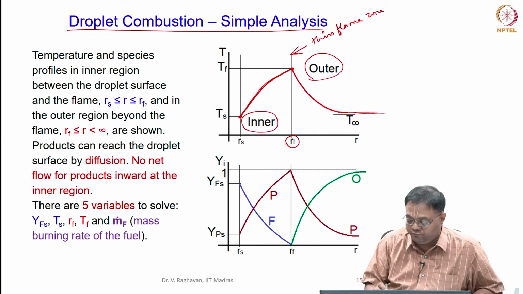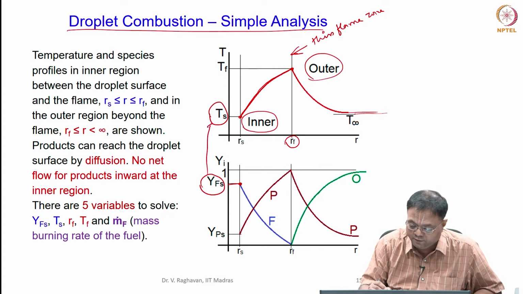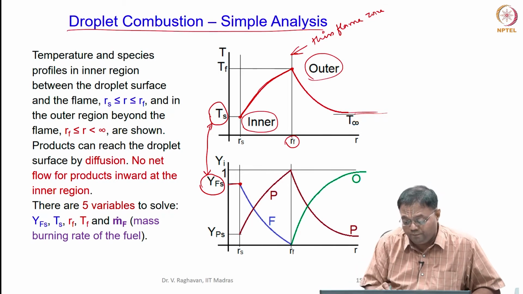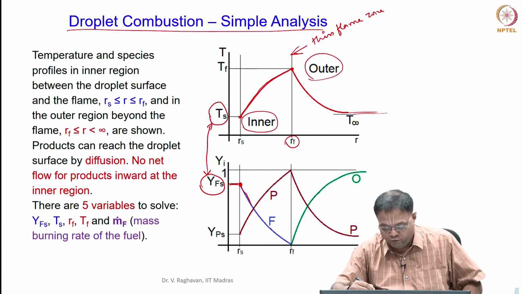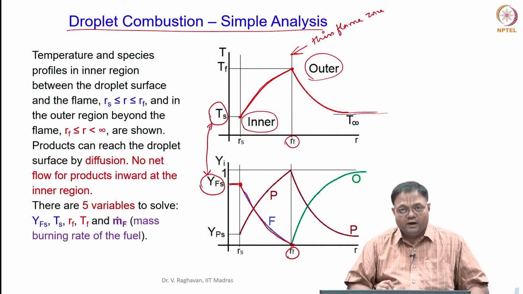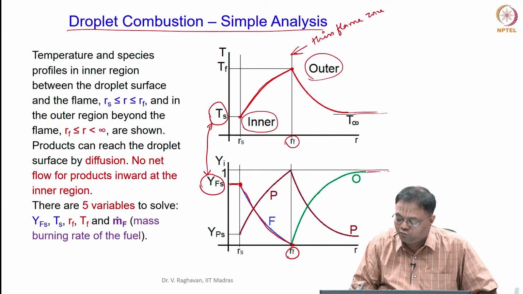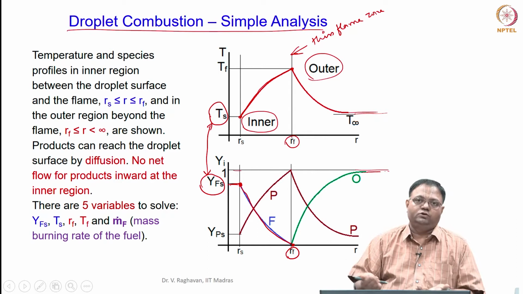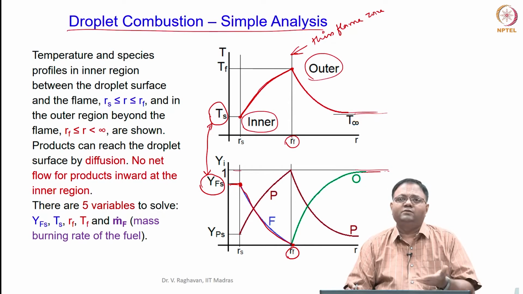If you take the profile for the fuel, there is a definite mass fraction of fuel at the surface. Once Ts is fixed, this is also fixed; Ts and YFS are connected. There is a definite value for YFS, and you can see that YFS decreases to 0 at the flame radius. Similarly, the ambient oxidizer, which consists of oxygen plus nitrogen etc., has a mass fraction of 1. Basically, I am saying oxidizer and I am normalizing the mass fraction to 1.